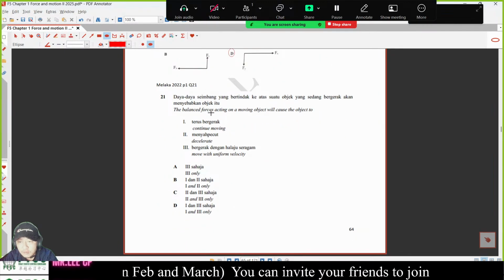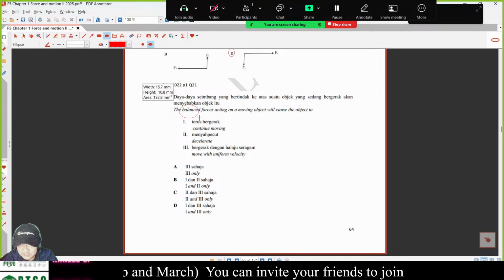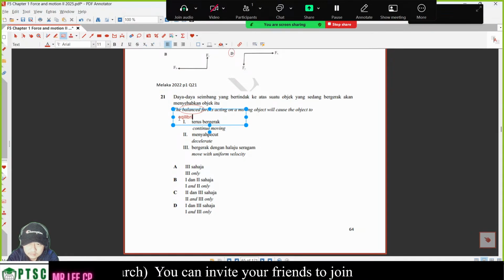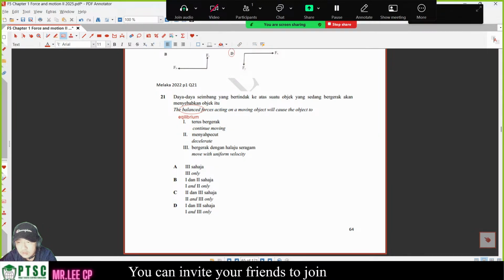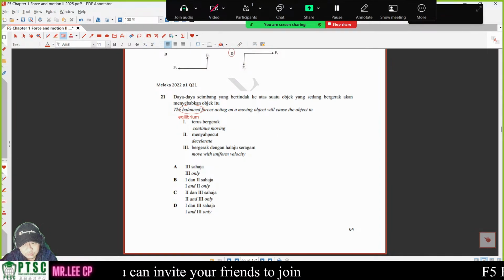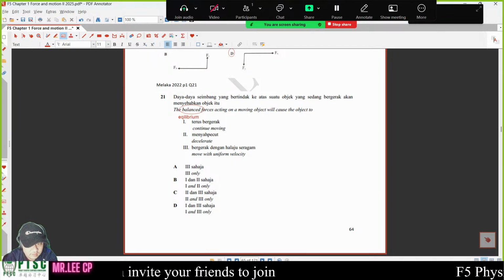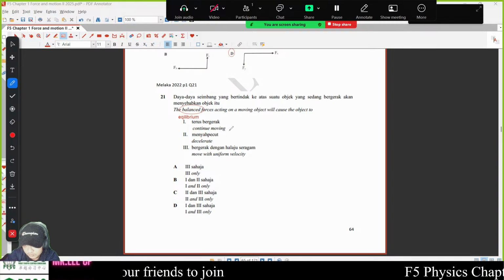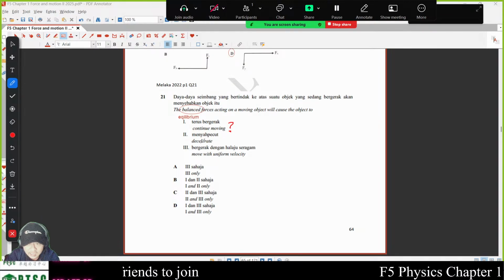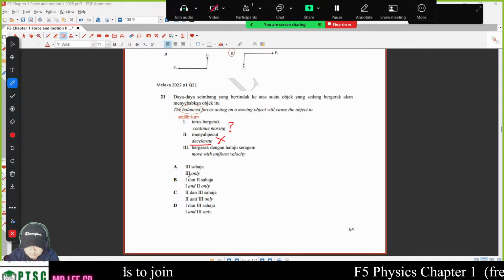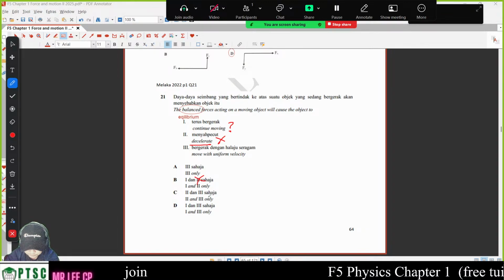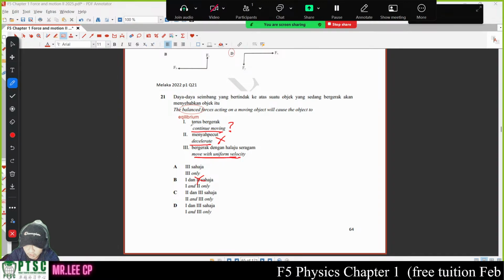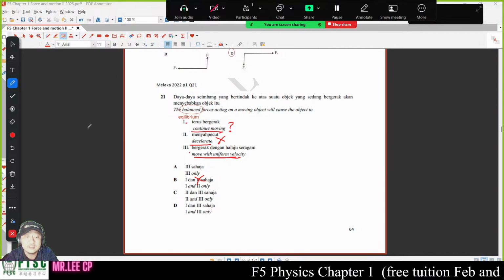Okay. The balanced force, we seldom say balanced force, but it is also called equilibrium. Acting on the object will cause the object to continue moving with constant velocity, but they never said. I don't know whether constant velocity or not, so I put a question mark here. If you say continue moving with constant velocity, yeah, okay. Deceleration, no. Number 2 is wrong. Moving with uniform velocity, continue to move with constant velocity, 1 and 3 together, then it's correct. Answer is D.